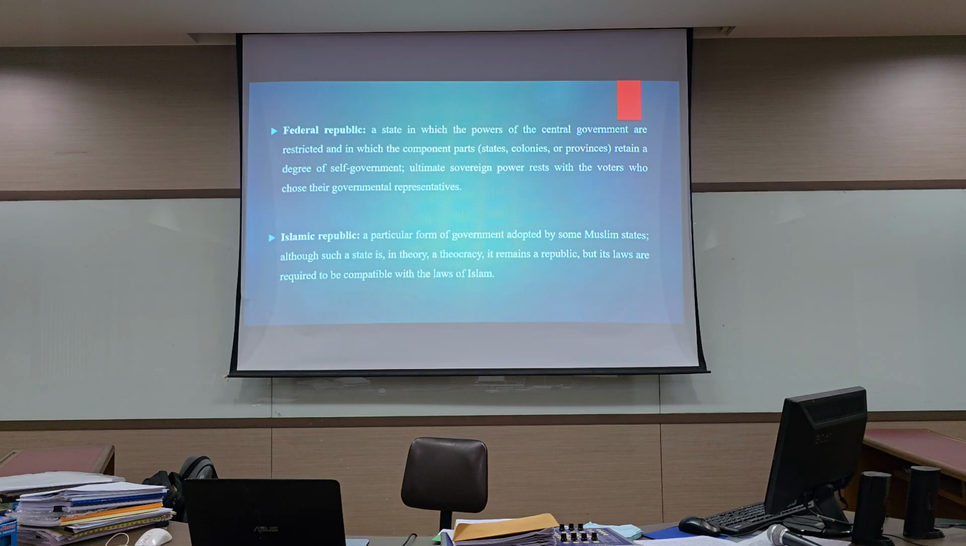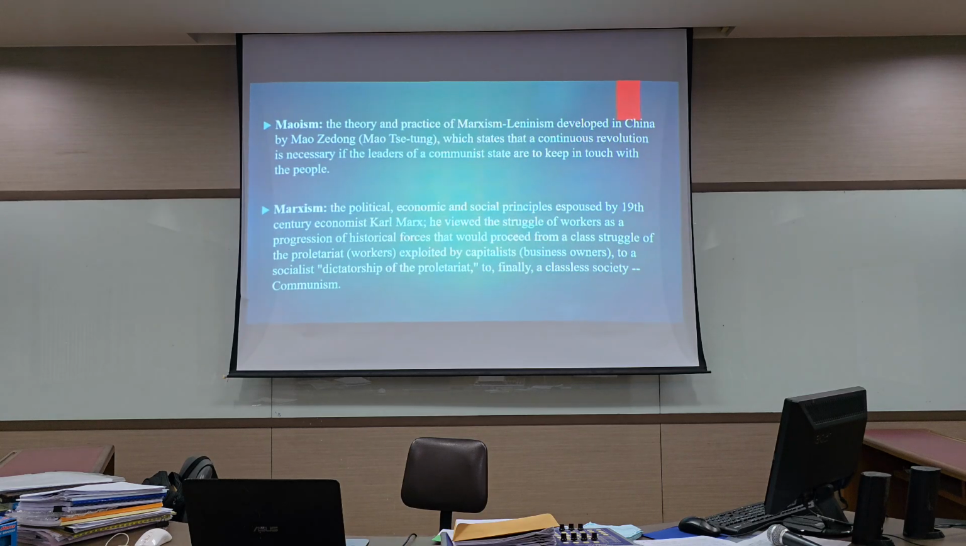Federal Republic: a state in which the powers of the central government are restricted, in which the component parts, states, colonies, or provinces retain a degree of self-government. Ultimate sovereign power rests with the voters who choose their governmental representatives. This is also part of Nigeria. Islamic Republic: a particular form of government adopted by some Muslim states, although such a state is, in theory, a theocracy. It remains a republic, but its laws are required to be compatible with the laws of Islam. Islamic Republic. About God, Allah.